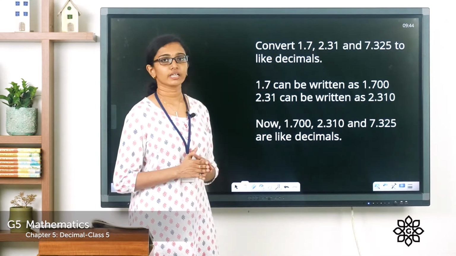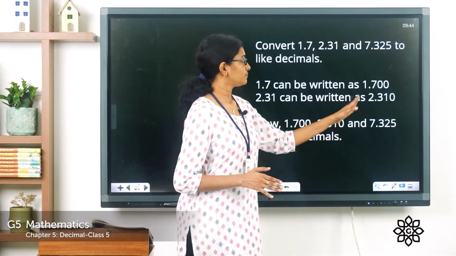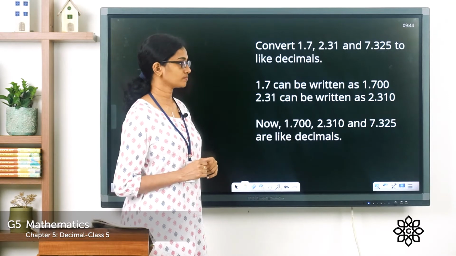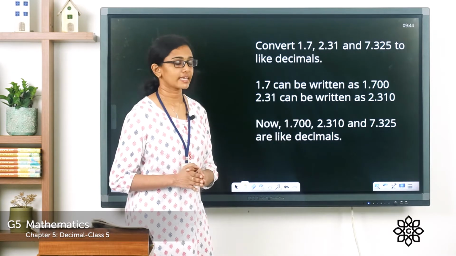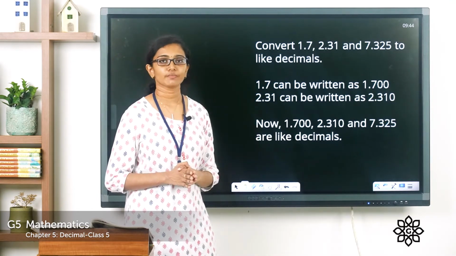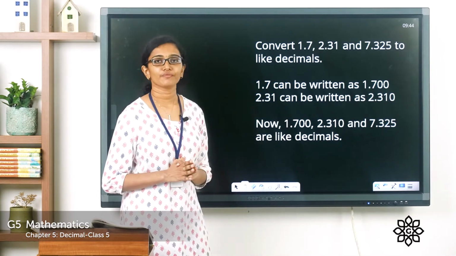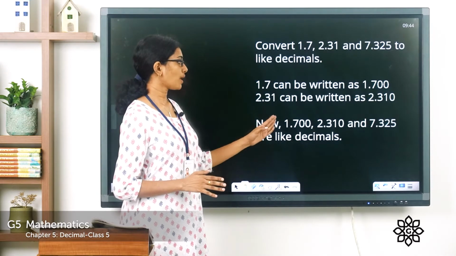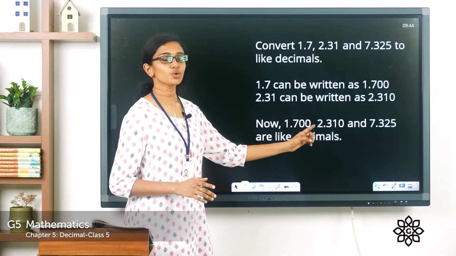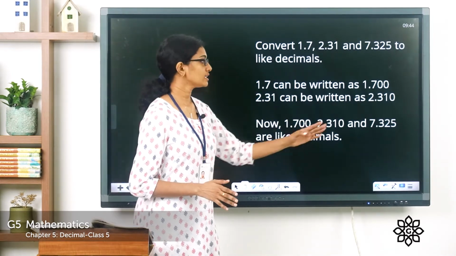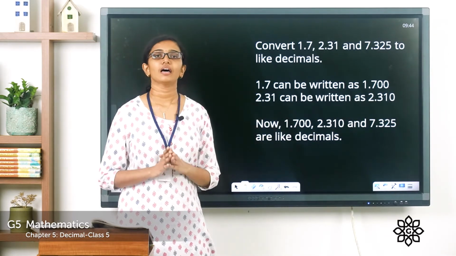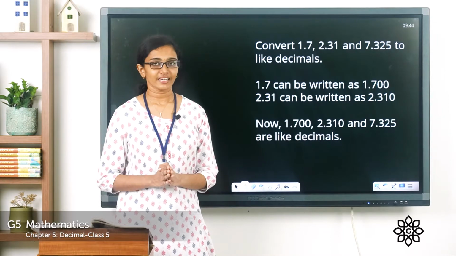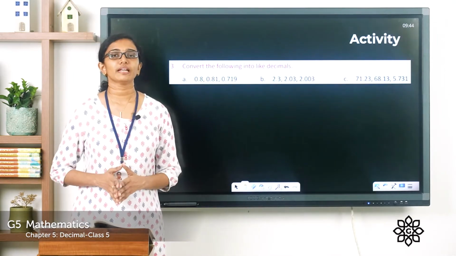Now look at the given question. After adding zeros to the extreme right, all the given decimal numbers have the same number of digits after the decimal point: 1.700, 2.310 and 7.325. Now they have become like decimals. Clear? We'll do an activity now.